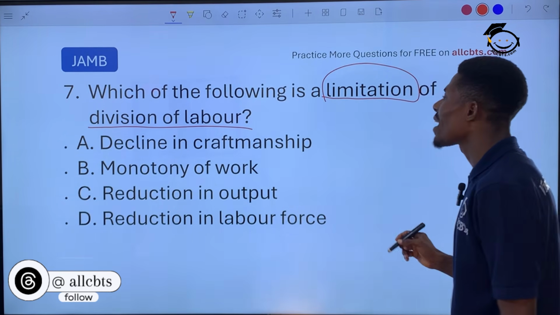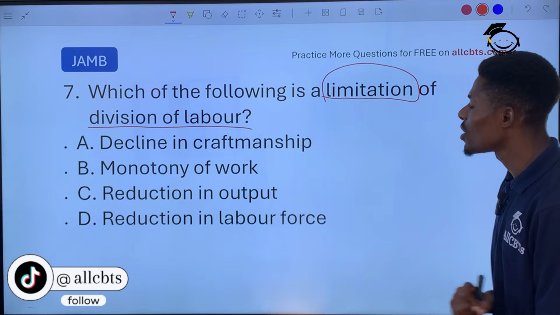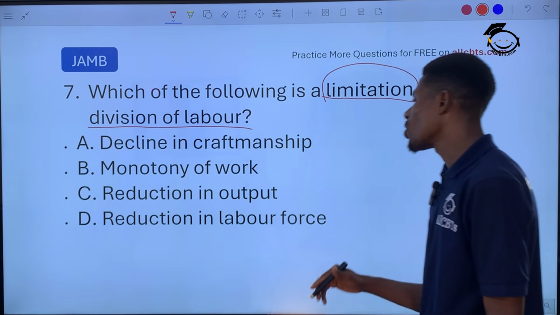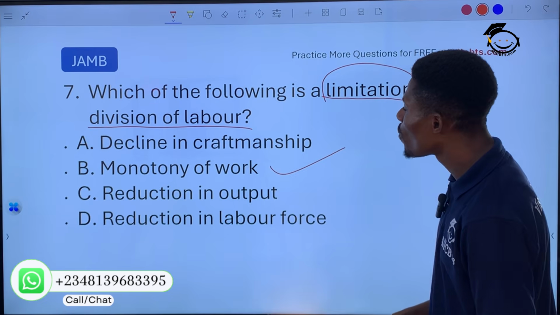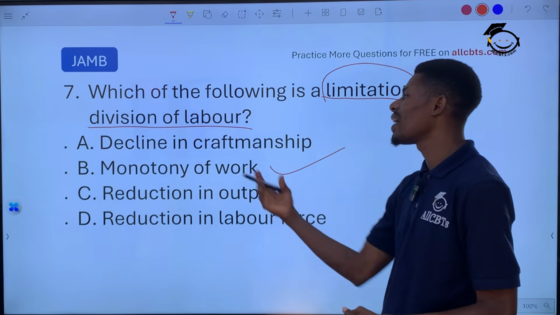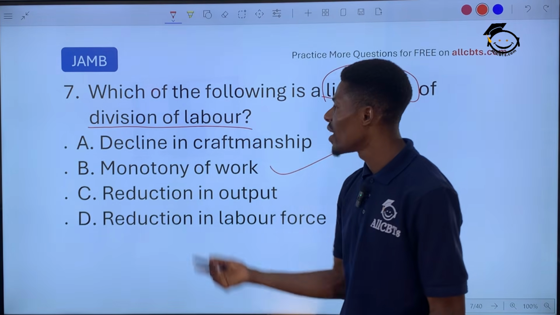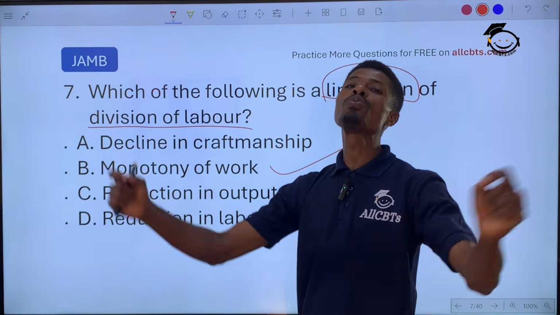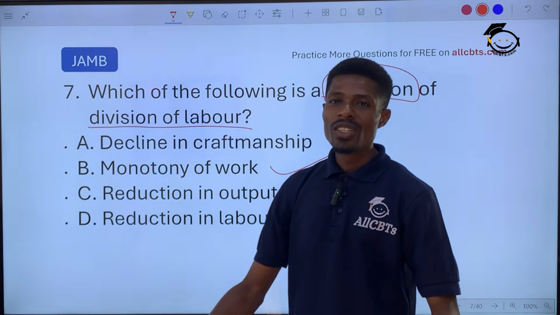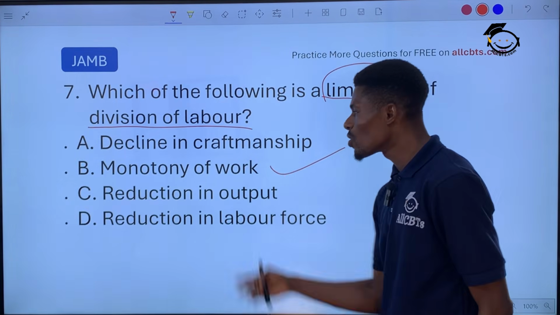The first one is decline in craftsmanship, B, monotony of work, C, reduction in outputs, and D, reduction in labor force. The correct answer is B, monotony of work. Why monotony of work? Why not decline in craftsmanship? Division of labor does not decline craftsmanship, because why? Division of labor actually helps to what? To increase output of production and save time, increase efficiency. So it does not do that.